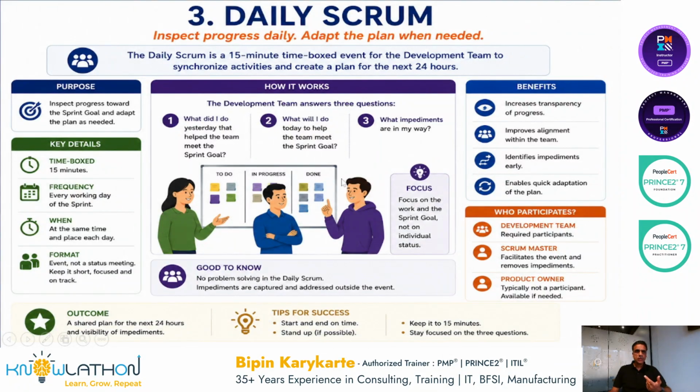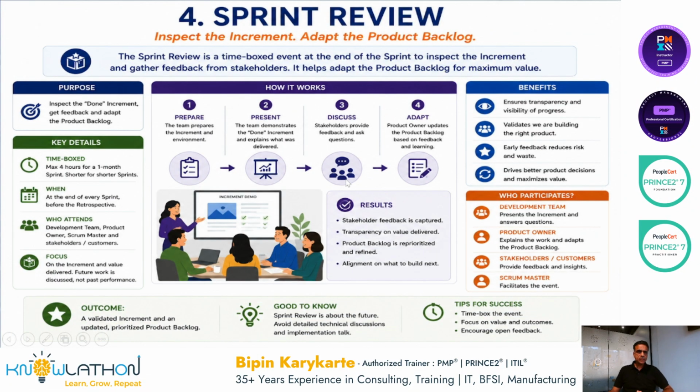So the next one is sprint review. It's again a time boxed event at the end of the sprint. Once you complete the sprint, that is your iteration, you inspect the increment and gather feedback from stakeholders. It helps adapt the product backlog for maximum value. Purpose is to inspect the done increment, that is, you have produced something, say some features are being delivered as part of this particular sprint.